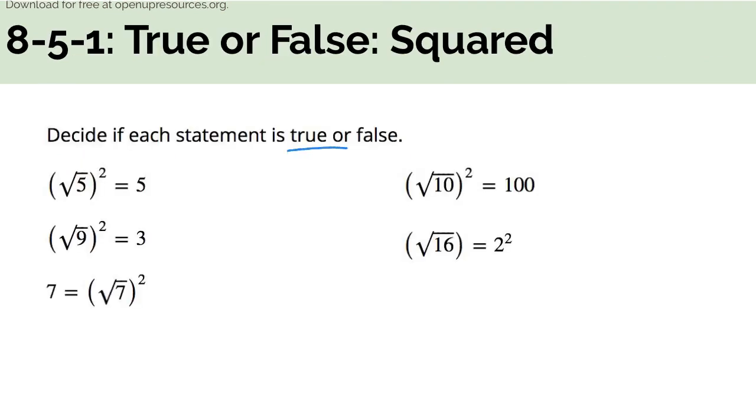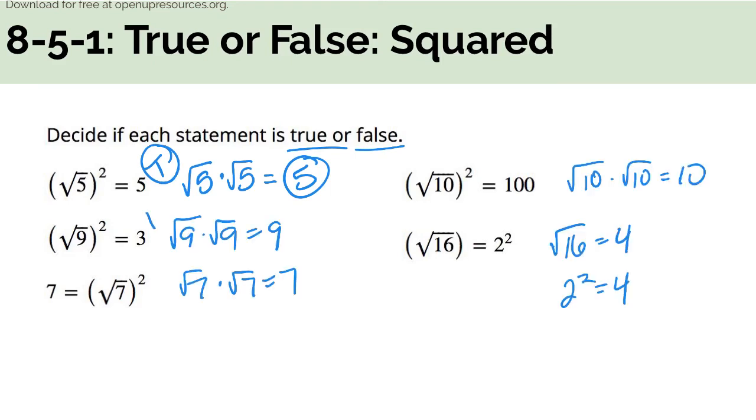Okay, you're going to decide if each of these is true or false. We'll do the first one together. It's the square root of 5 squared. That means the square root of 5 times the square root of 5. And yes, that is going to equal 5. So number 1 is true. Try the rest on your own and start again when you're ready.